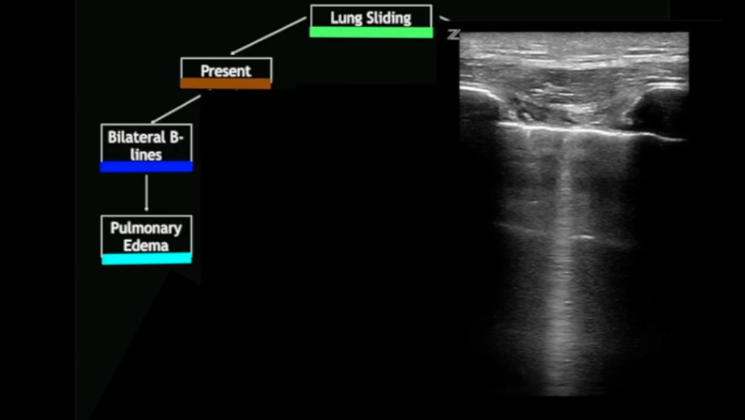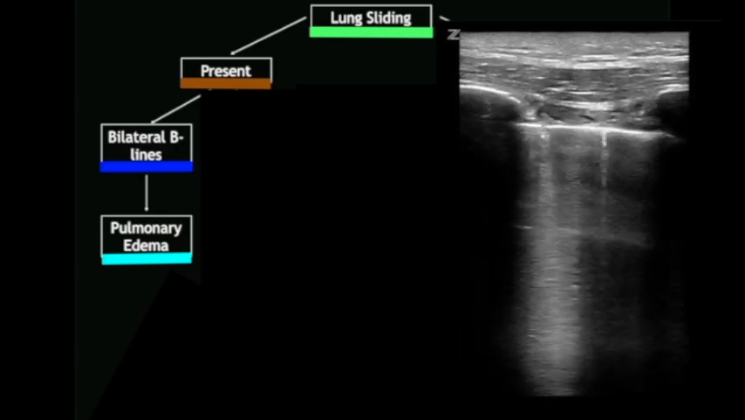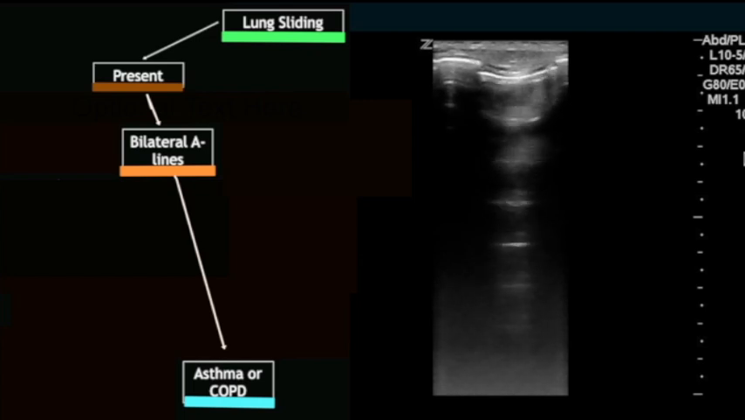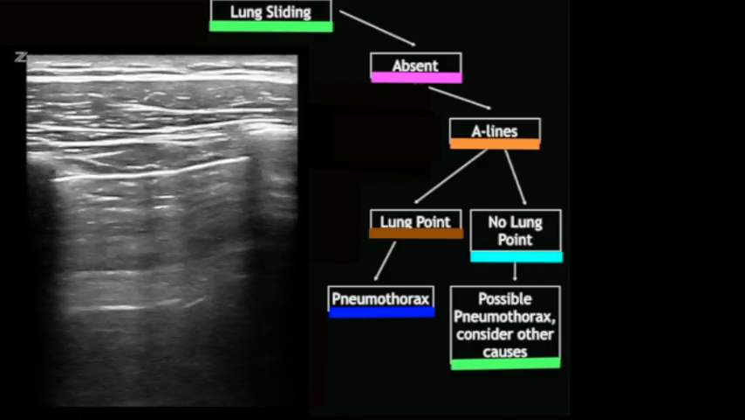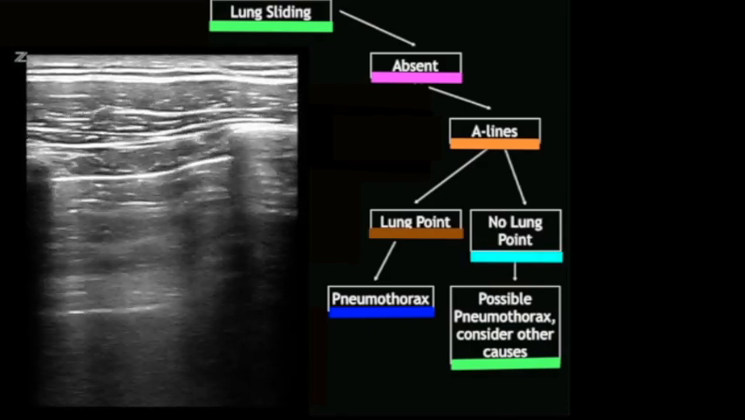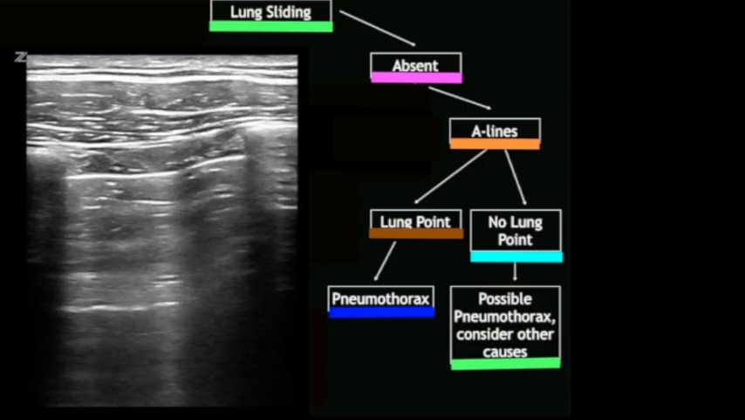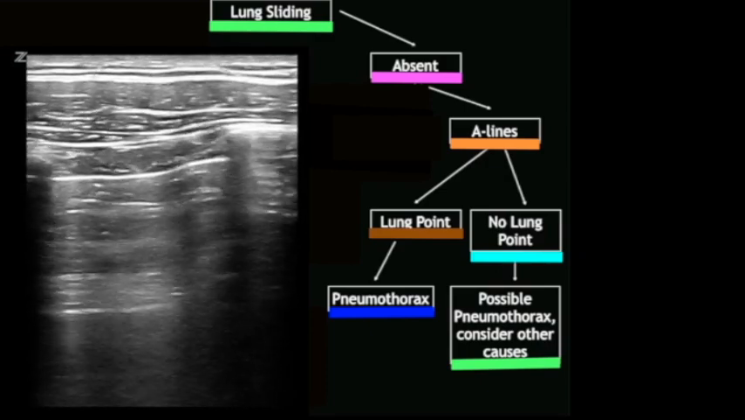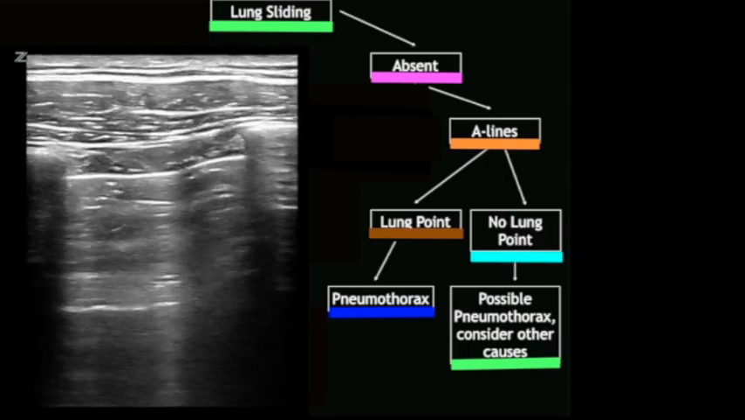This is consistent with CHF, and treatment algorithms can be initiated rapidly after acute diagnosis. If we instead find lung sliding with a predominance of A lines, COPD or asthma becomes our most likely diagnosis. If no lung sliding were present, we would consider pneumothorax in a patient with acute dyspnea. If A lines are present, pneumothorax should be suspected, but the visualization of a lung point confirms the diagnosis.